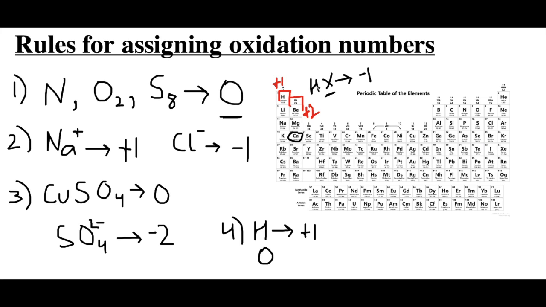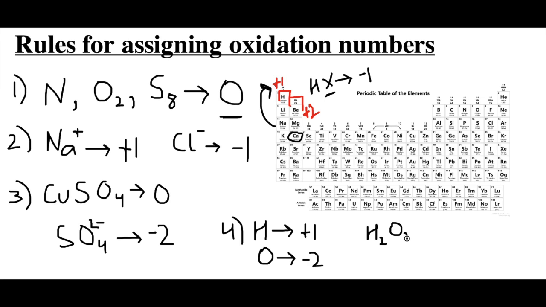For example, if hydrogen is bound to sodium, which has an oxidation number of +1, the oxidation number of hydrogen will be -1, so it's able to balance out the charge. But when hydrogen is not present in a metal hydride, its oxidation number is always +1. The oxidation number of oxygen is -2. Exceptions include hydrogen peroxide.